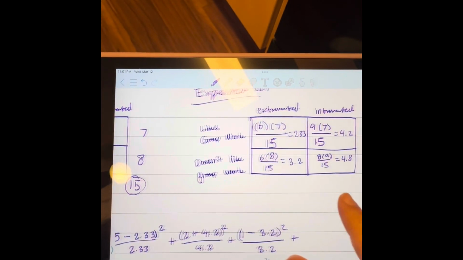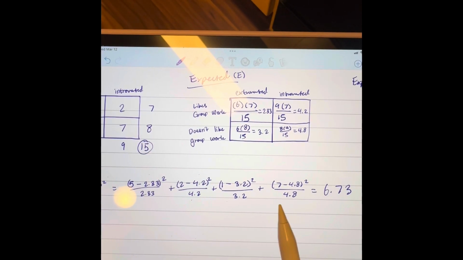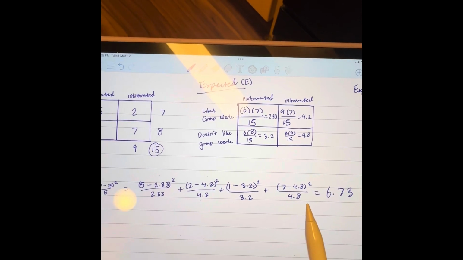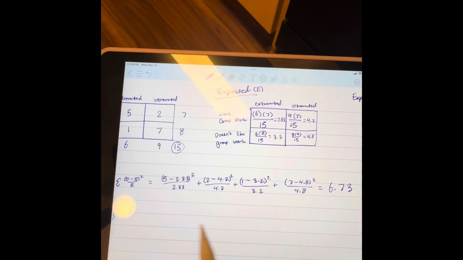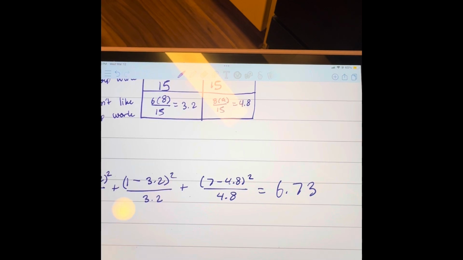And then the last one you guys can do on your own. You guys should have gotten 7 minus 4.8 squared all over 4.8, and then plug all of this into your calculator, and you should get 6.73.